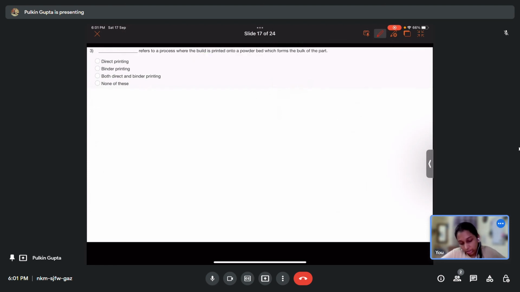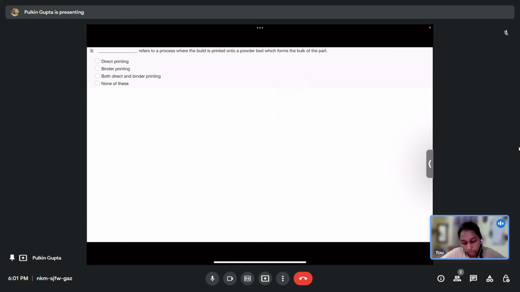Now question 3, dash refers to a process where the build is printed onto a powder bed which forms the bulk of the part. So this is in continuation with the last question, and when the part is printed from the material that is in the powder bed, we say it is binder printing, because it is the binder that is ejected from the printhead that consolidates the powder into a full solid part.